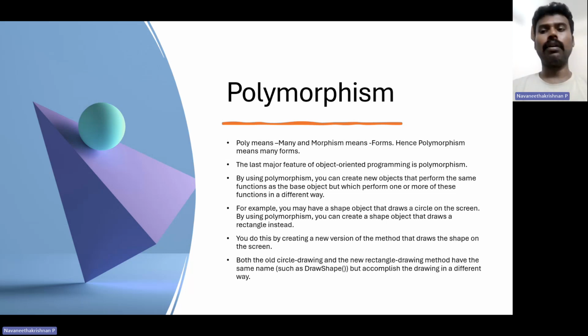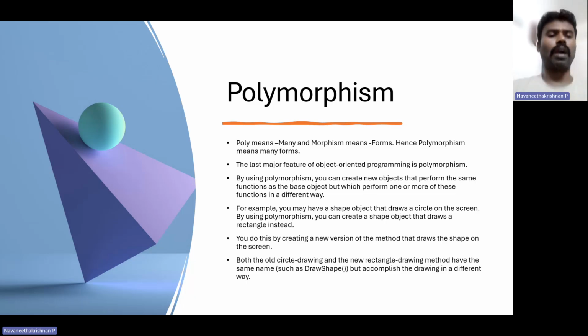Next, another example I have mentioned in this presentation is shape. A shape can be a circle, a triangle, a square, or a rectangle. So a single object can be represented in many different forms. This is polymorphism: an entity can exist in more than one form. Now, how can we implement this polymorphic behavior in Java programming?